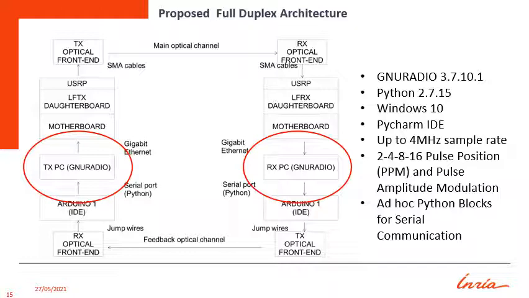So we use some ad hoc Python blocks for allowing a serial communication between the PC, so the GNU Radio routine, and the Arduino, which provides the communication and controls the communication in the feedback optical channel. So we need an exchange of data between GNU Radio and Arduino, and we do it through some Python blocks.